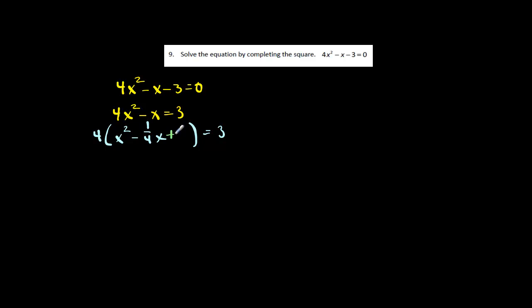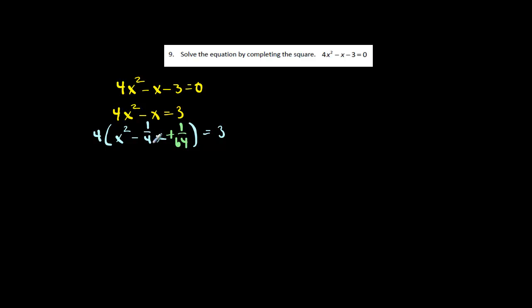So 4x squared minus x minus 3 equals 0. First step, add the constant over. Next step, factor out the lead coefficient. Leave a space. Next step, take half of this, it's negative 1/8, and square it. That's 1/64.